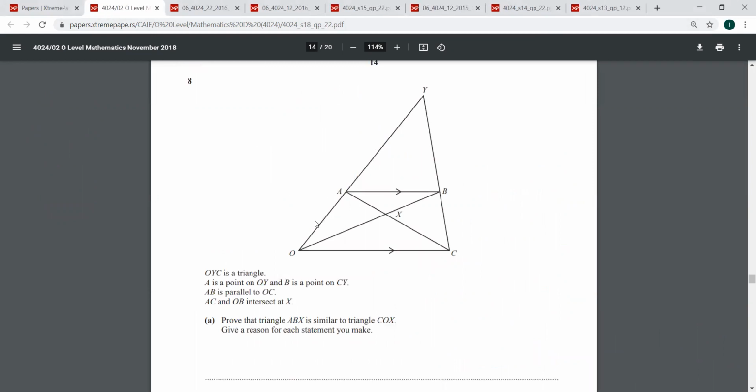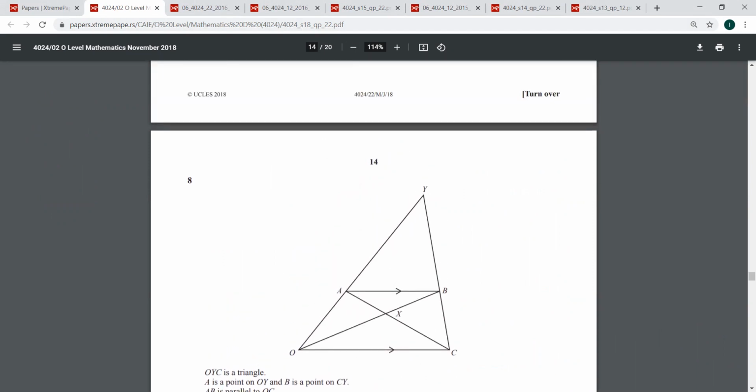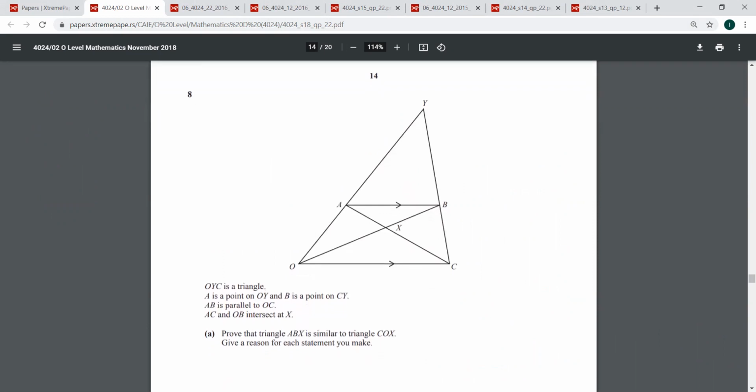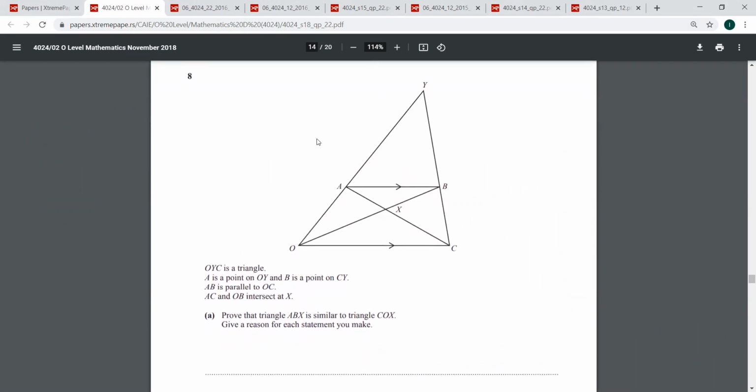Okay, this is a question from, let me see what is the year of this question. This is from June 18, paper 22, and it is question number 8. It says OYC is a triangle. A is the point on OY and B is the point on CY. AB is parallel to OC. AC and OB intersect at X. Prove that the triangle ABX is similar to the triangle COX.